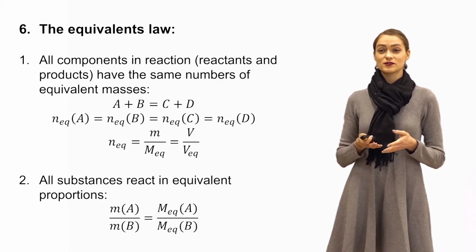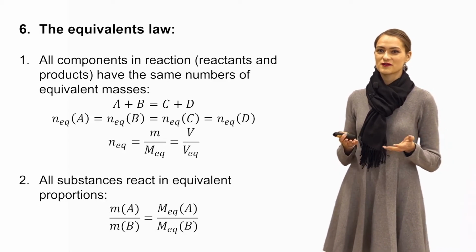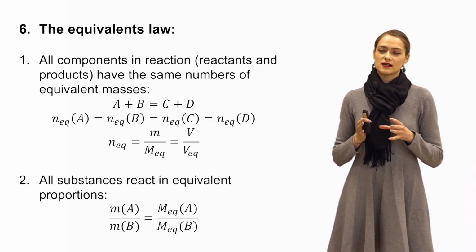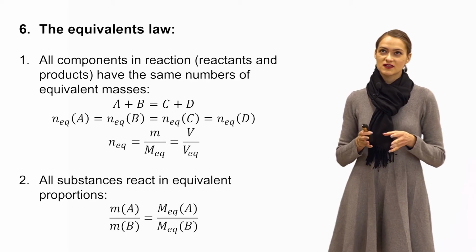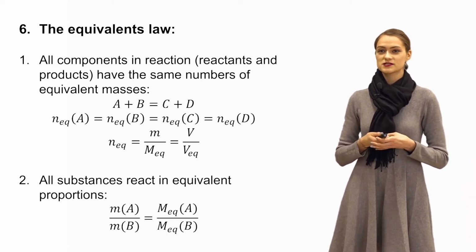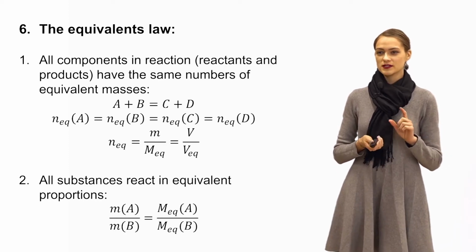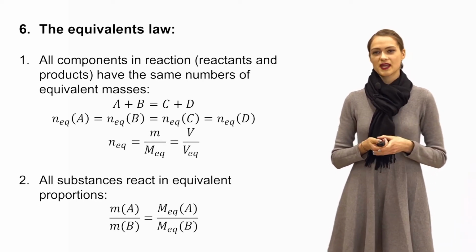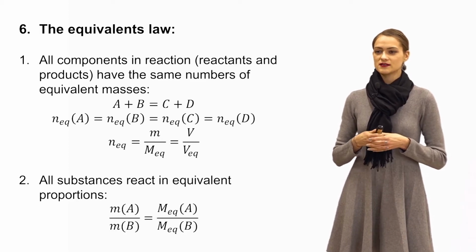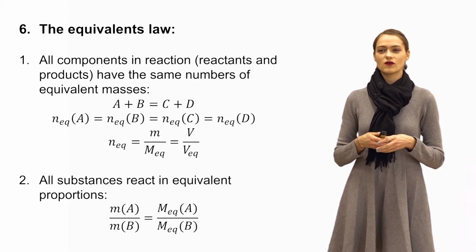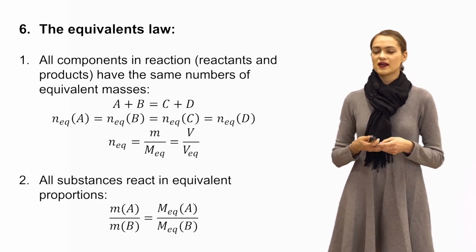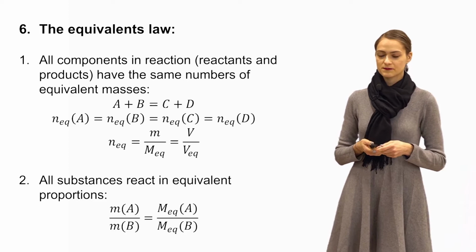And finally, let's talk about the law of equivalence. In chemistry, there exist four mathematical equations for the law of equivalence, but now we need to say two of them. All components in a reaction, I mean all reactants and all products, have the same numbers of equivalents.